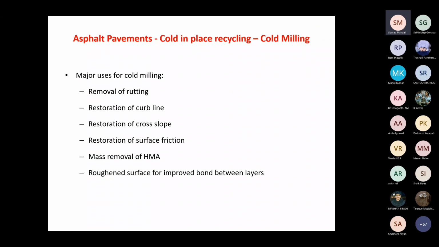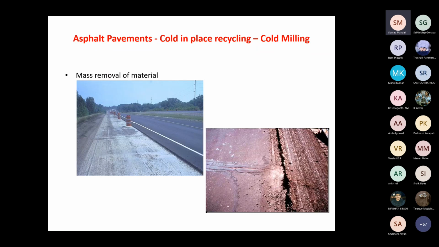You can remove the rutting, restore the curb line, restore the cross slope or camber, and restore surface friction. It is mass removal of HMA, hot mix asphalt. If you want to remove a greater thickness, it can be done. It also roughens the surface for improved bond between the layers.